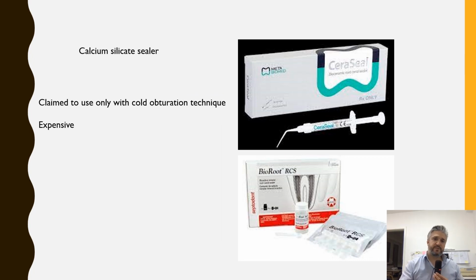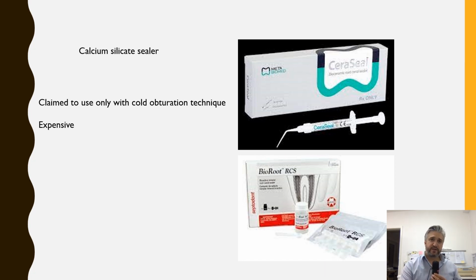The last one in the list is the calcium silicate sealer. The manufacturer of this sealer recommends using only the cold obturation technique with it, because they claim that using heat may evaporate the water components in the sealer. This causes voids in the sealer, leading to empty spaces between the root canal wall and the gutta percha point. Many studies support using calcium silicate sealer with the warm vertical compaction technique, only if the sealer is pre-mixed and comes ready in the syringe. If it is not pre-mixed, this is not favorable for the warm vertical compaction.